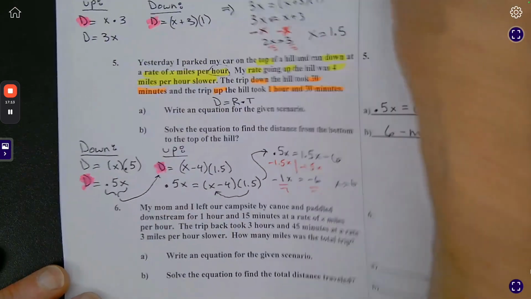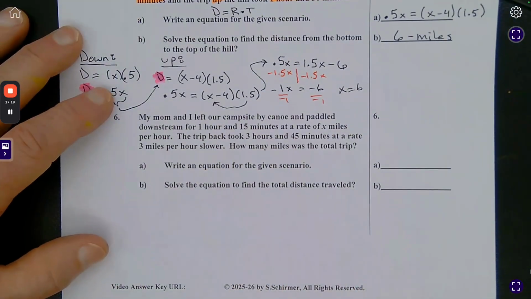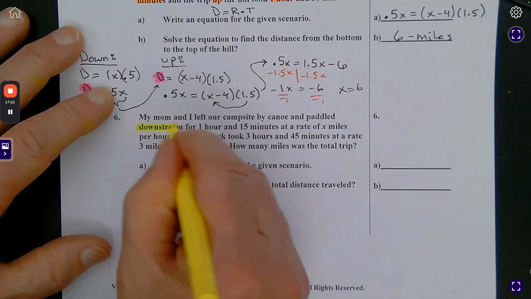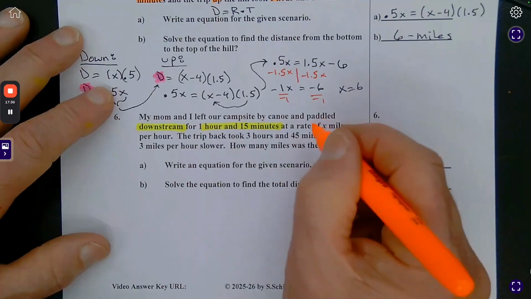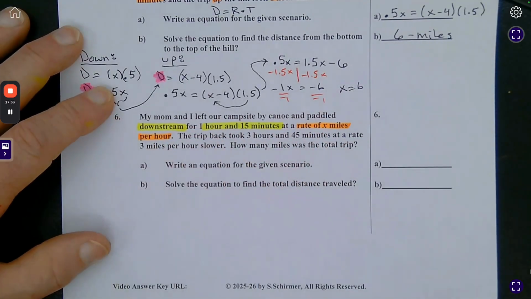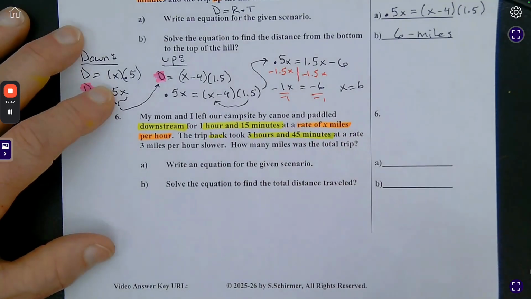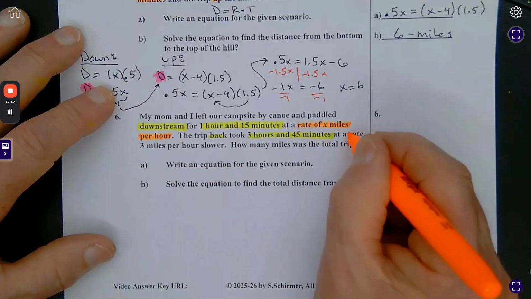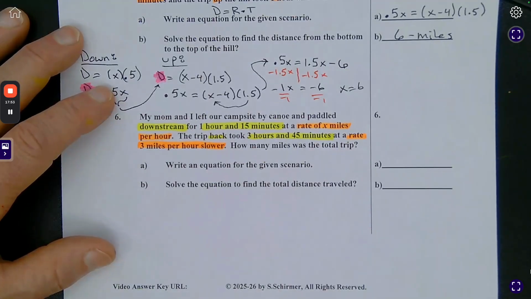Okay, my mom and I left our campsite by canoe and paddled downstream for an hour and 15 minutes at a rate of X miles per hour. The trip back took 3 hours and 45 minutes at a rate of 3 miles per hour slower, so they must have been going upstream on the way back. Boy, that's a rough one. I always like to go upstream on the way there and downstream on the way back.